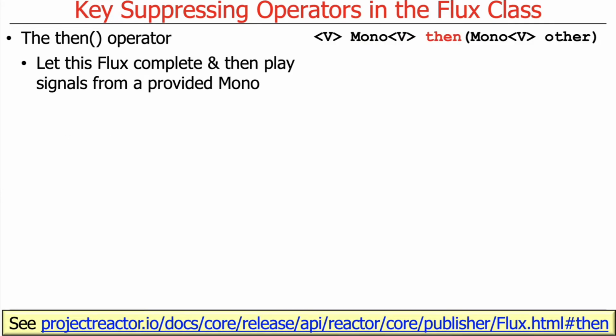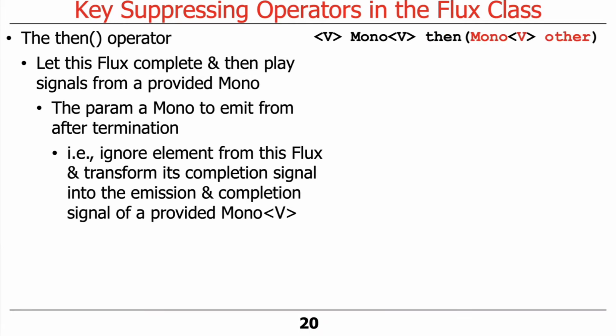The third and final suppressing operator we're going to talk about today is then. What that does is it lets the flux complete, the current flux, and then it'll play the signal back from the provided mono. The parameter that's passed is a mono to emit from after the existing flux terminates. So it's kind of like the emission of last resort.